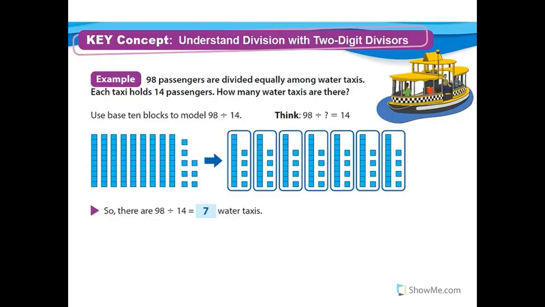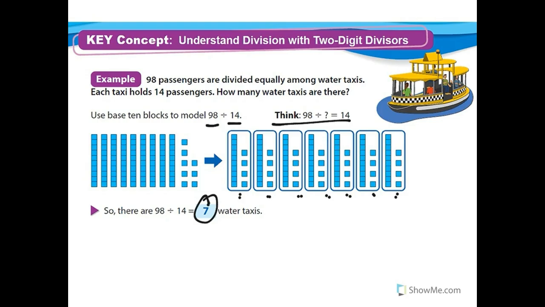Alright, so understand division with two-digit divisors. So 98 passengers are divided equally among water taxis. Each taxi holds 14 passengers. How many water taxis are there? So 98 divided by 14. So what they've done is thought, 98 divided by what is 14. So they decided, well, we can put 14 into this many groups. They kept putting it into groups of 14 and found out that they can put it into 7 groups of 14. So 98 divided by 14, 7 water taxis.